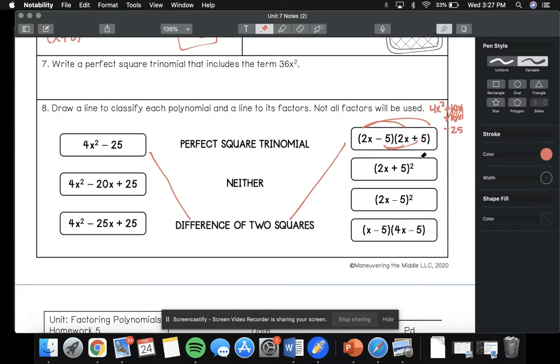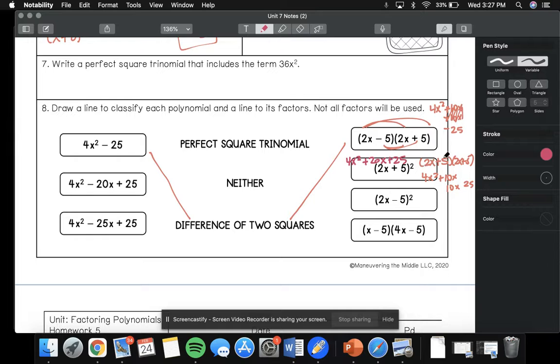2x plus 5, quantity squared. I'm going to write it out. We get 4x squared. We get 10x. We get another 10x, and we get 25. So we should get 4x squared plus 20x plus 25. And that doesn't look like any of my answers, so that's okay.